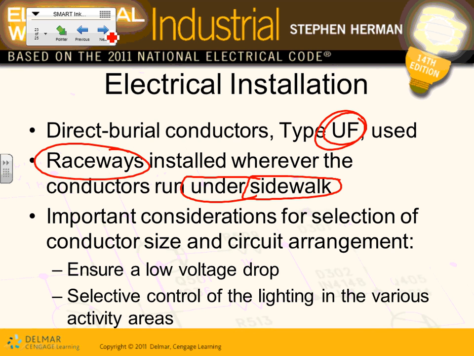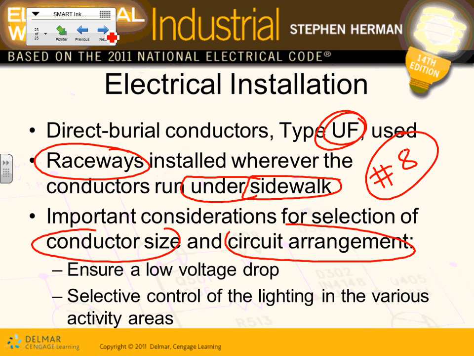Important consideration when we do circuit arrangement and conductor size. Typically we say that in a parking lot, you don't want to pull less than number 8. There are parking lots where they pull 2/0 as a feeder going from fixture to fixture, and they tap that 1/0 and feed multiple fixtures. Anybody know why, when it comes to the parking lot, we have to have a bigger conductor?